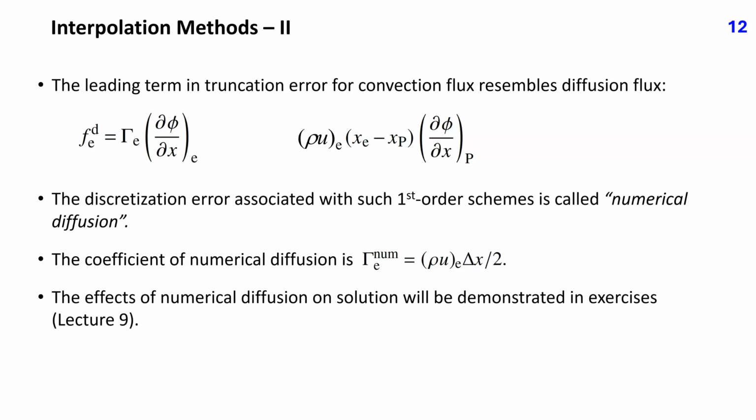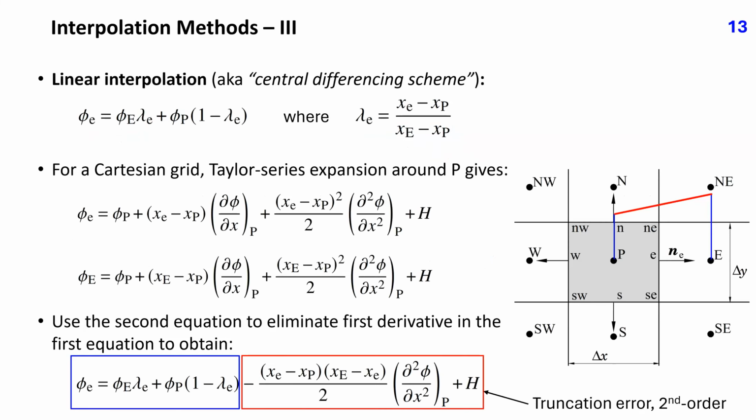We see that on coarse grids, this coefficient can be large compared to the physical diffusion coefficient and thus lead to large errors. The effects of numerical diffusion on the solution will be demonstrated in exercises to be presented in Lecture 9. The next obvious interpolation method is linear interpolation, which will set center values on either side of the face, as shown in this figure.